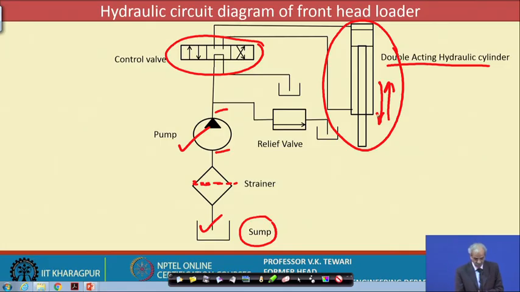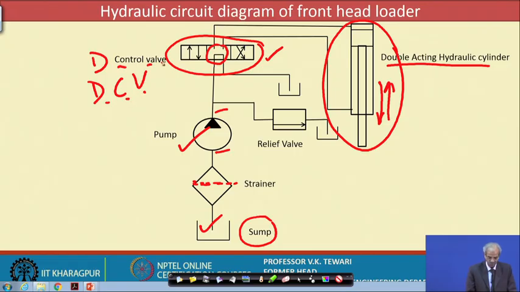What will happen is, this is the center position of the directional control valve. This is a symbol for a directional control valve, which we call DCV, directional control valve. As said, the center position shows that the pressurized oil will come here, and then pressurize this, so that the extend will take place.